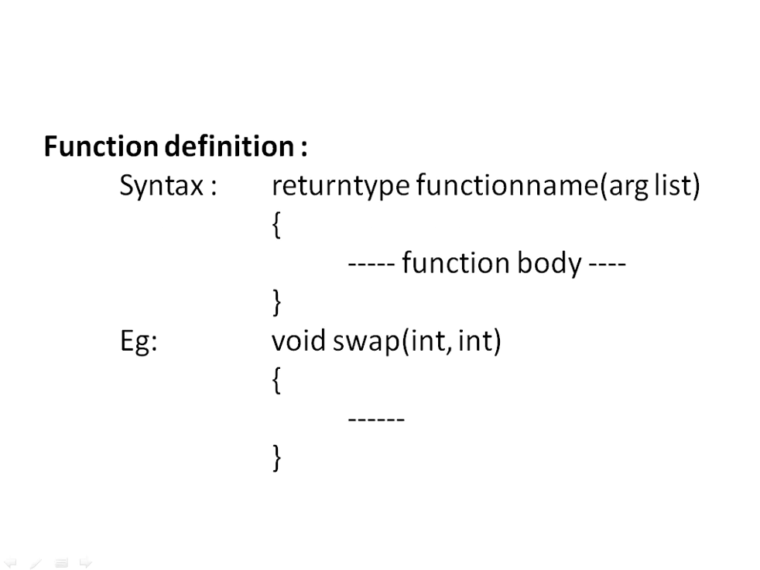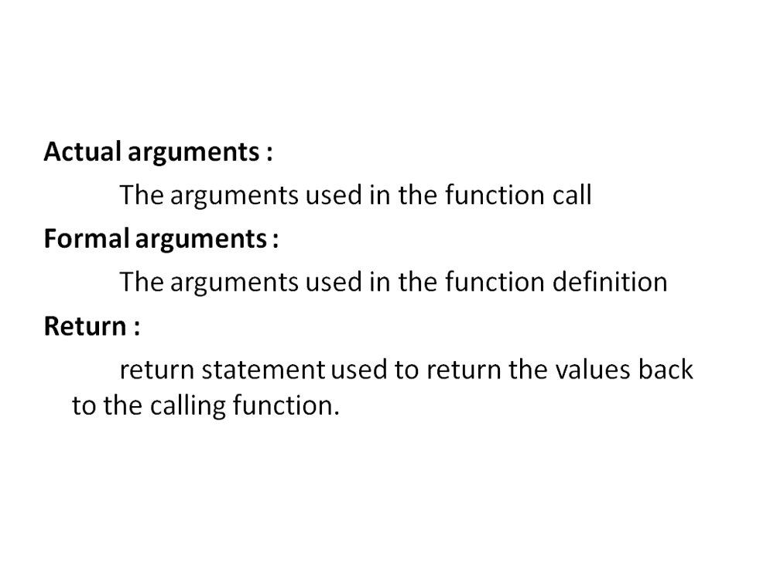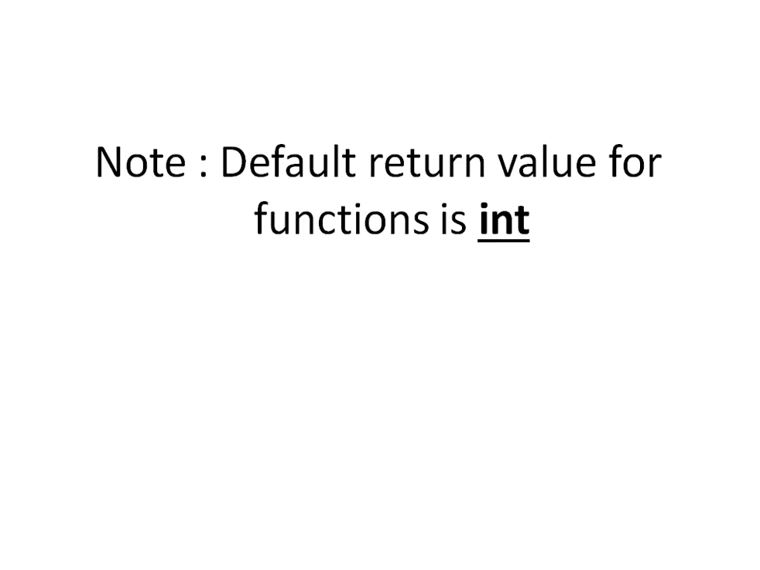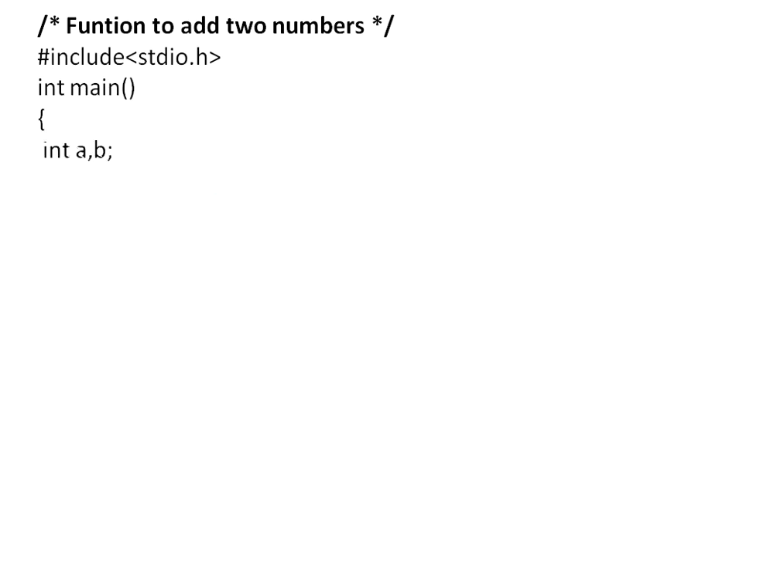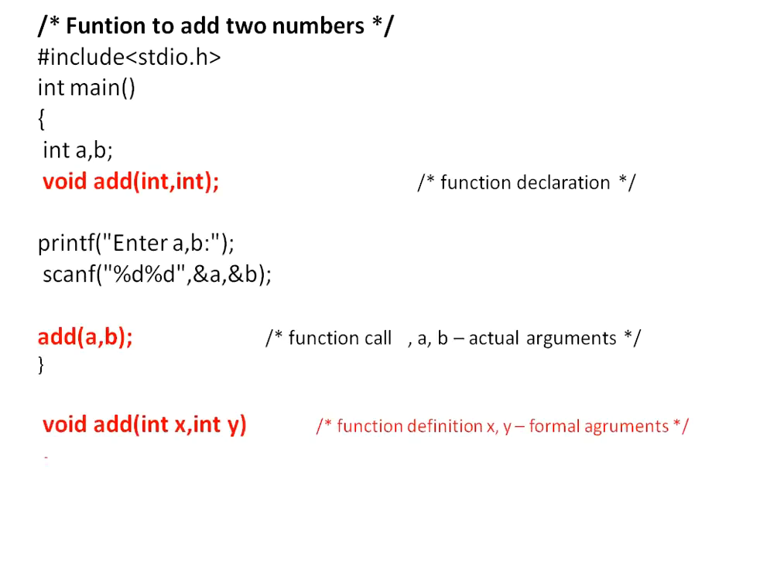In terms of definition, we are defining the task. The body of the function is called the function definition. Actual arguments are used with the function call, and formal arguments are used with the function definition. Return, I'll tell you with an example. What is the default return type of a function? It is int. So remember this point clearly: the default return type for a function is integer. That is okay. One more thing. Here I'm using void add.